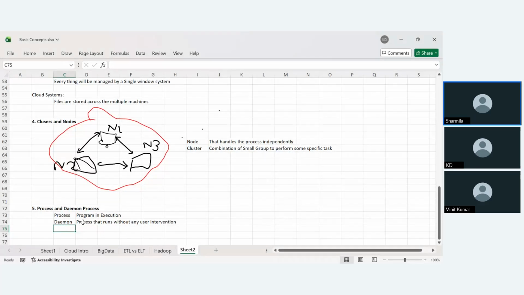Any process that is running without the user intervention. Yeah, like an automated process, like an automated email. No. So an automated process is something which does not require user support.